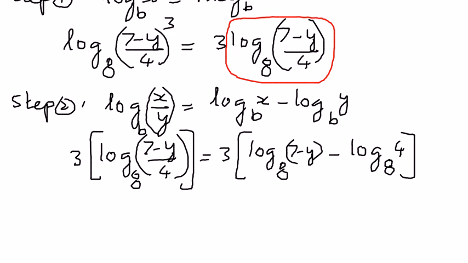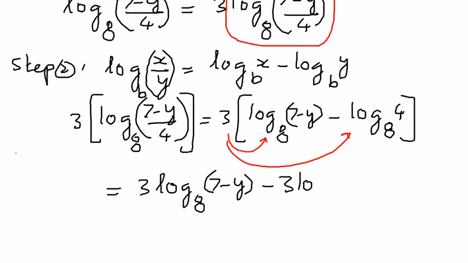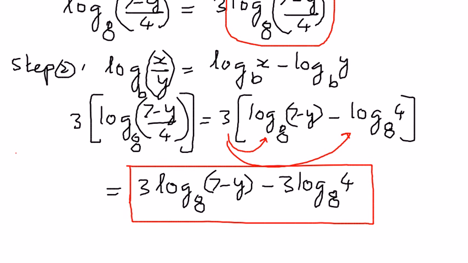Therefore, we can use the simple distribution property and distribute this 3 to every one of the terms inside the brackets. Therefore, we can write this as equal to 3 log of (7 minus y) to the base 8 minus 3 log 4 to the base 8. And that is how we can expand this. This is where we want to leave it. Okay, so let's look at another example.